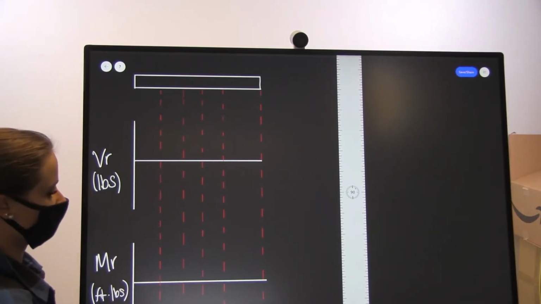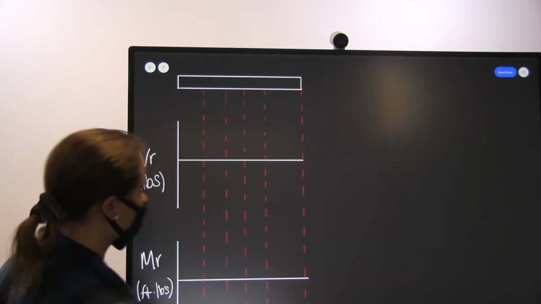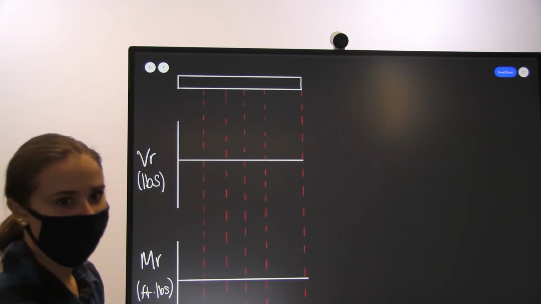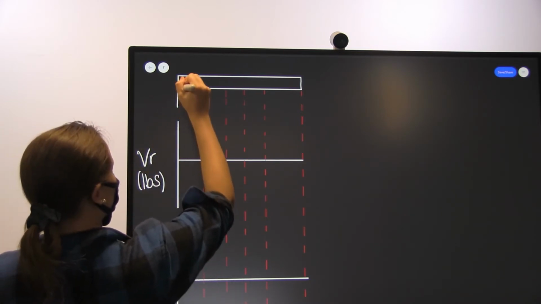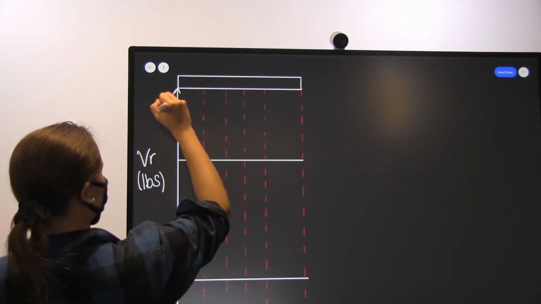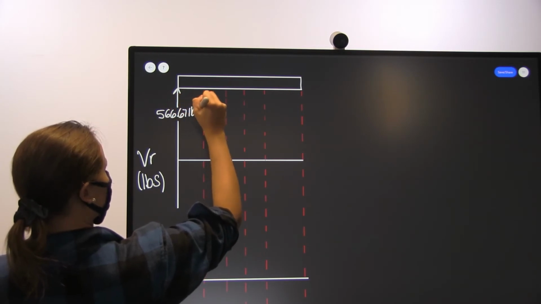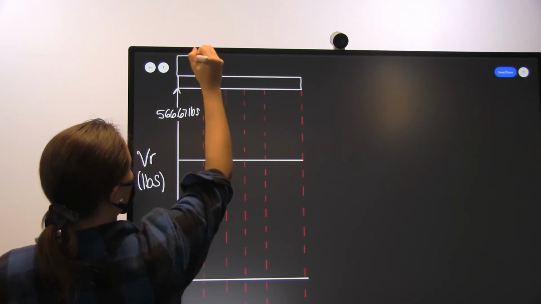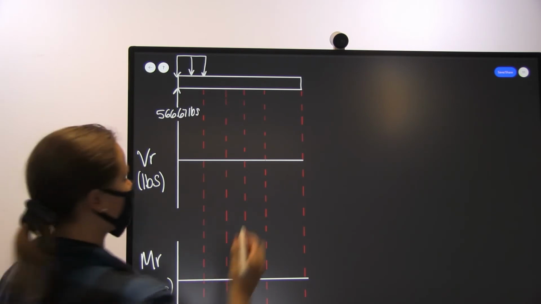Okay, so now that we found our other forces, we are going to redraw our free body diagram and then find our shear and moment diagrams. Okay, so first we're going to start with this force over here. We found that to be 566.67 pounds. And we still have this distributed load. That's 100 pounds per foot.